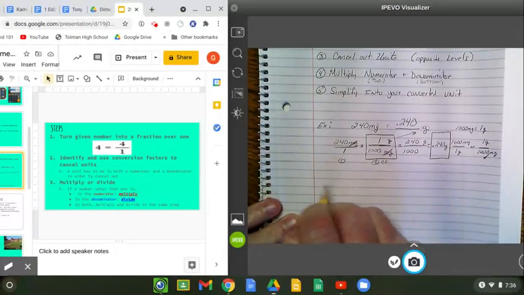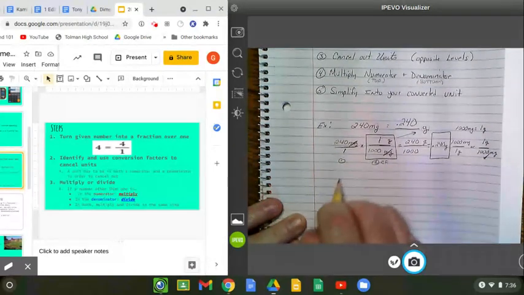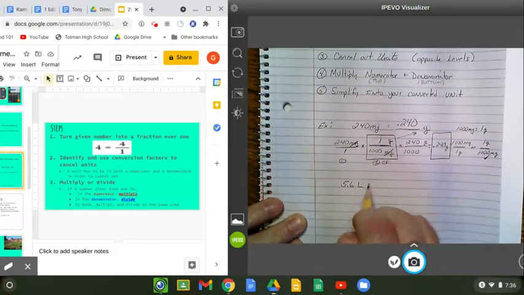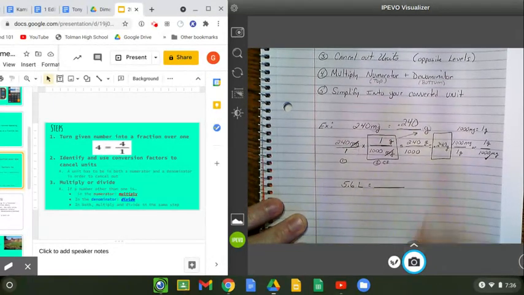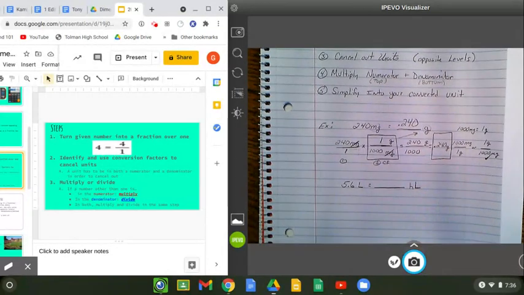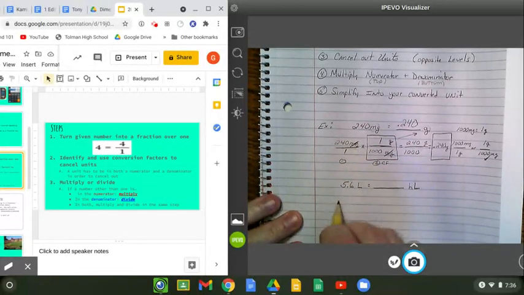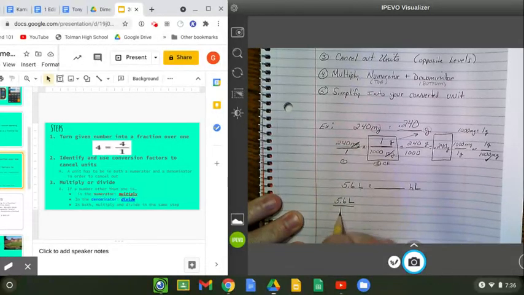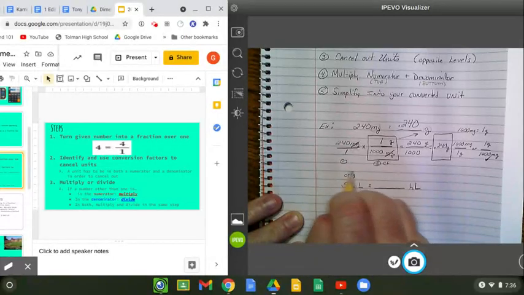Let's say I have 5.6 liters, and I want to convert that to hectoliters. So I want to convert liters to hectoliters. The first thing I'm going to do is put my original over 1. My original is 5.6 liters. So this is my original.